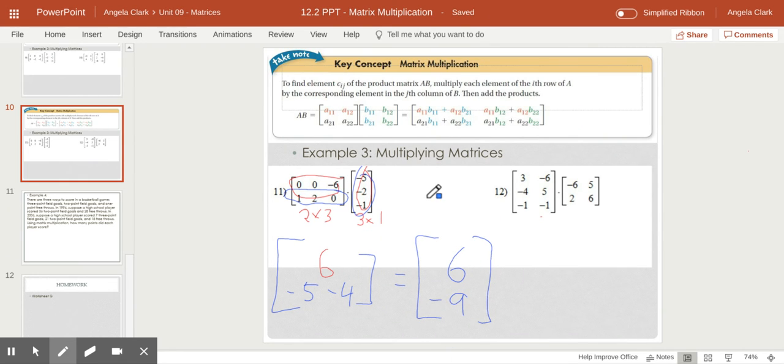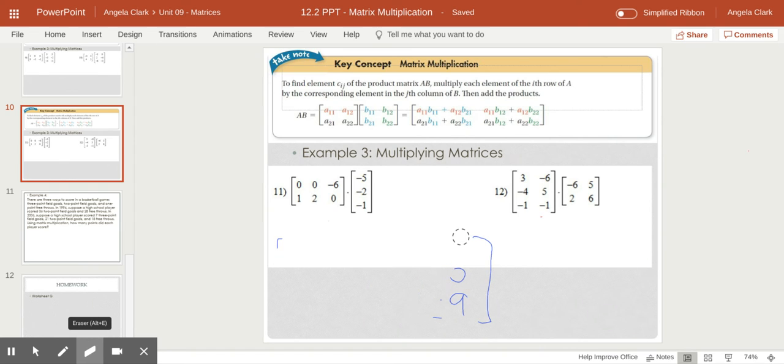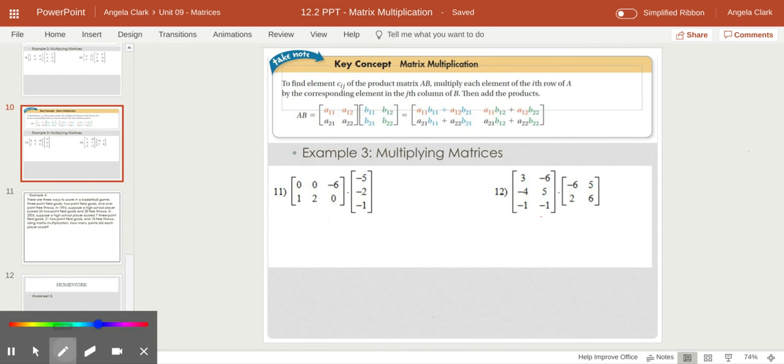So let's go on to example 12. I'm going to do some erasing first. All the erasing. Okay. And then I'm going to do this one. So with this one, I'm going to see that this is a 3 by 2 matrix. This is a 2 by 2 matrix. So I can do this multiplication, and I'm expecting a 3 by 2 matrix as a result. So 3 by 2 as a result.